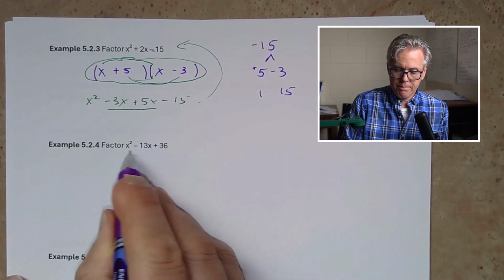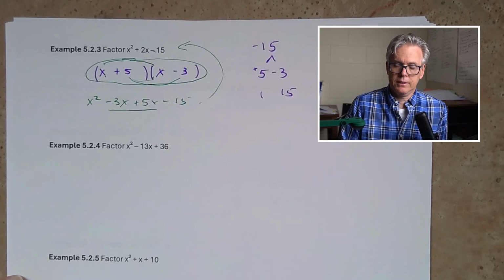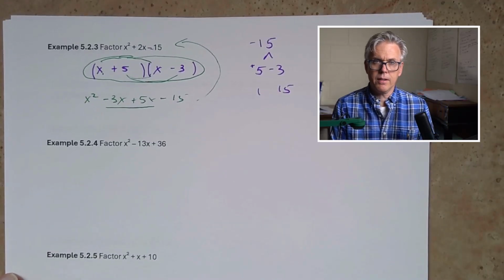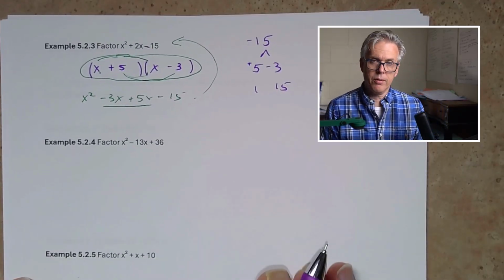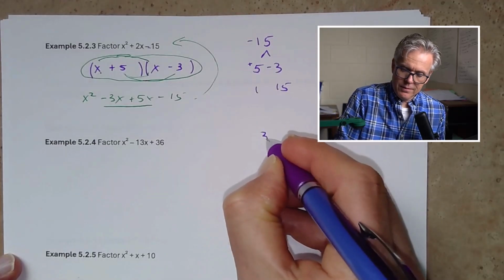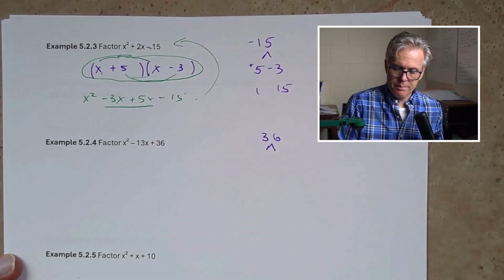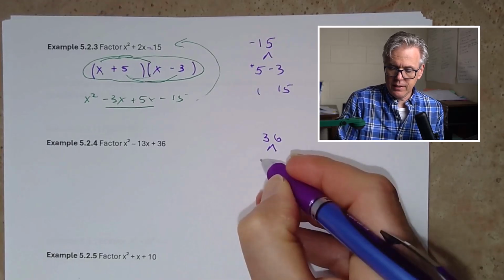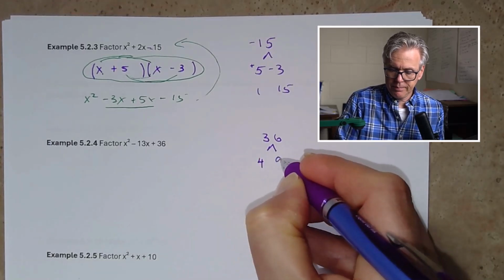Okay, let's try this one. X squared minus 13x plus 36. Okay, we've done enough now. I think you can pause the video and see if you can do this one on your own. Welcome back. Let's do my 36. And again, factors of 36. Well, I got 4 and 9.